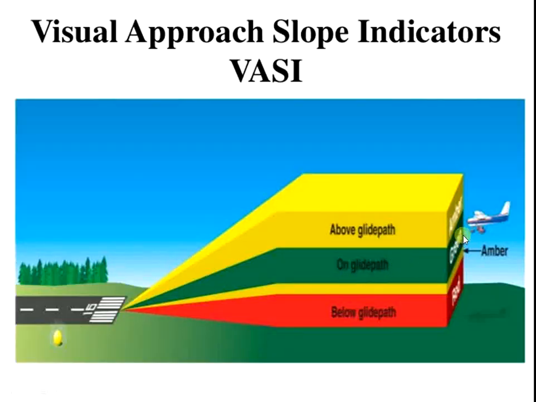Here we see the amber above glide path, on glide path, and below glide path; this is red, green, and yellow. So at the time of landing the pilot is easily guided and can see the runway, helped by the approach lighting system and also the visual approach slope indicator. This is the amber.